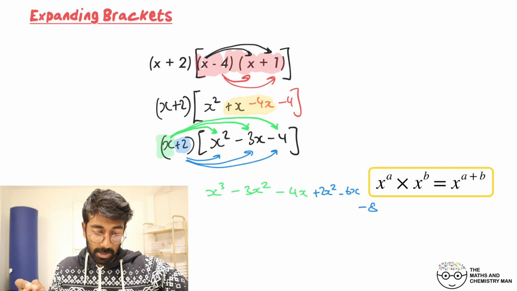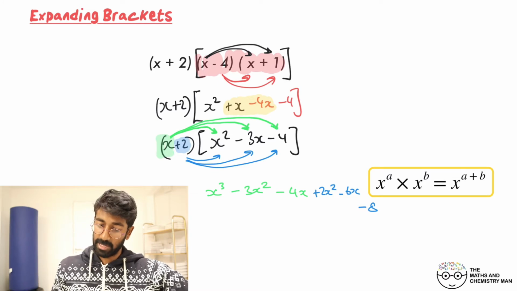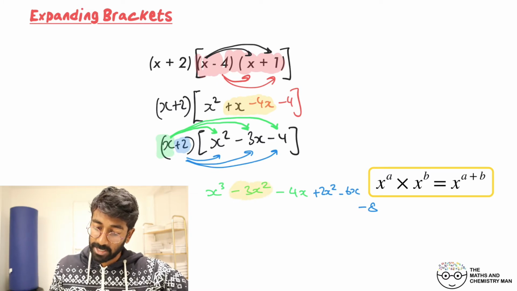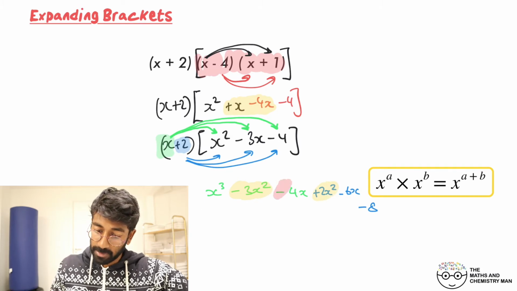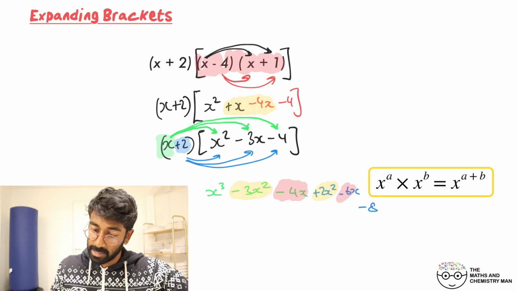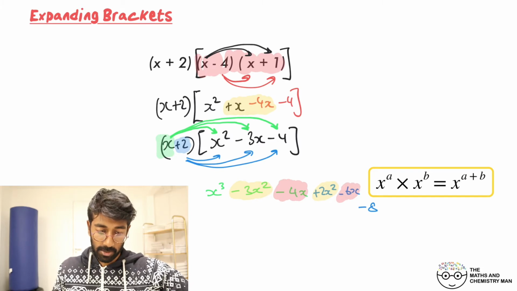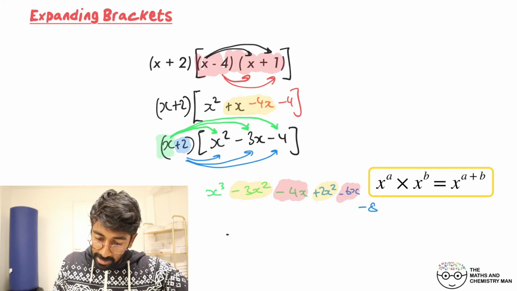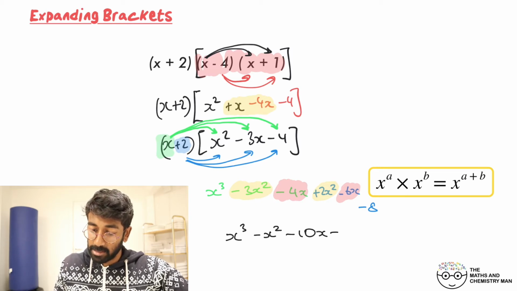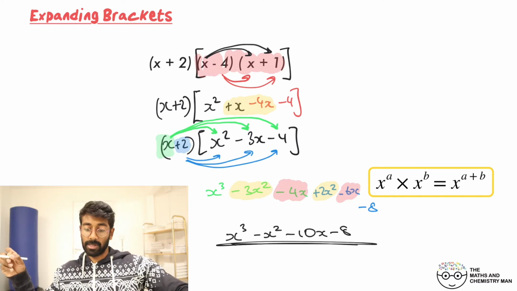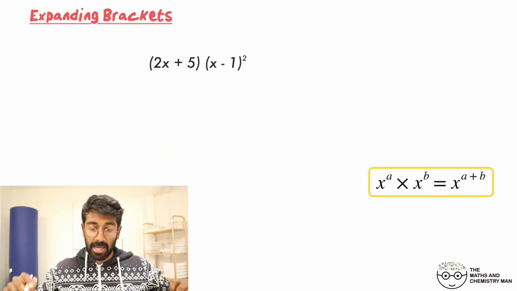Okay, great. So surely we've got some like terms here, haven't we? We've got minus 3x squared, and then plus 2x squared. And we've also got a minus 4x and a minus 6x. So if you bring this all together nice and neatly, we'll have x cubed, and then we'll have minus x squared minus 10x, and then minus 8. There we go, done. And one more to go.